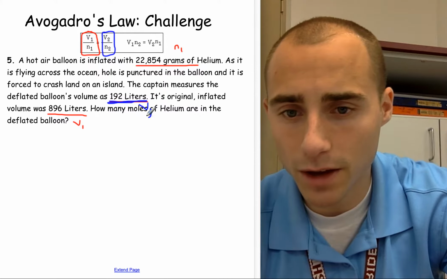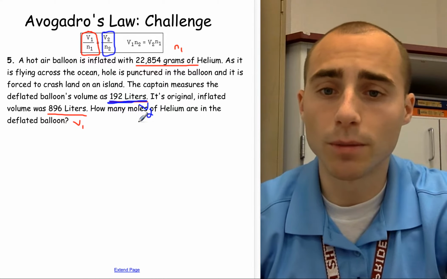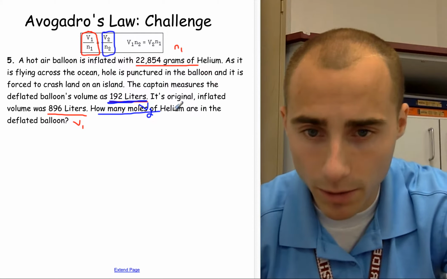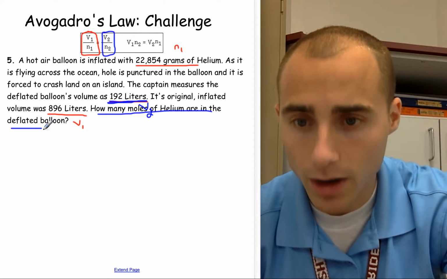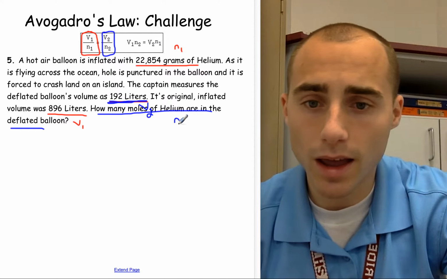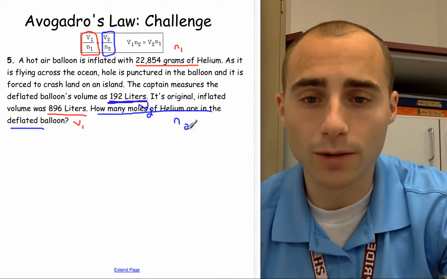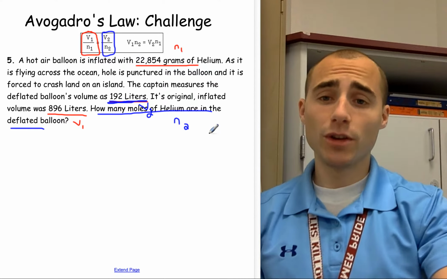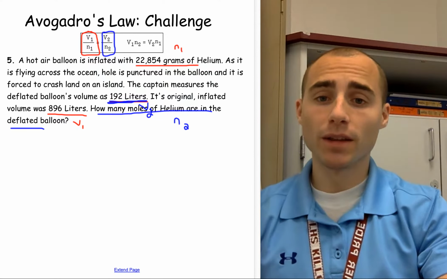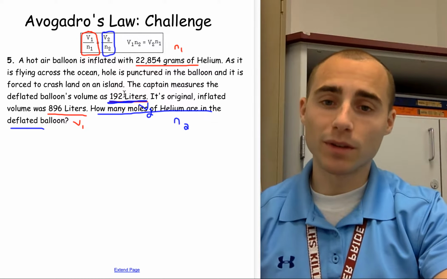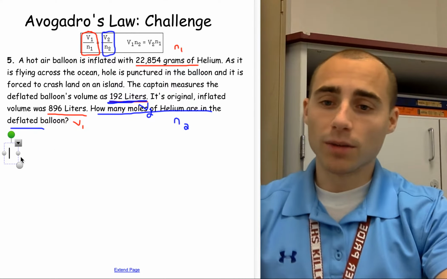Do we have the deflated balloon's number of moles? No. We are solving for how many moles of helium are in the deflated balloon, so that is going to be our N2. That's what our unknown is. Now, the first thing you have to do here is a little bit different, because we have to convert from grams to moles, because we're given grams of helium.